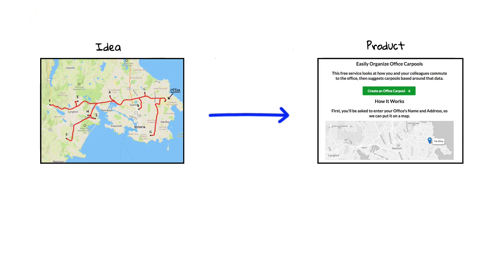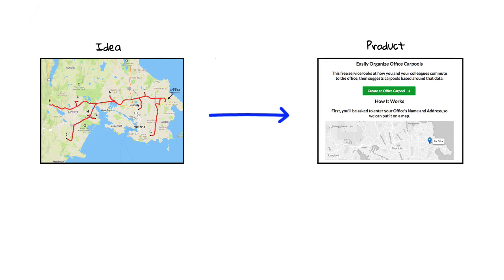This is probably a good segue into explaining what the idea is, what specific problem I'm trying to solve, and how it's different from what others are doing. The distilled version is that I want to create a free online service which looks at how you and your colleagues commute to the office and then suggests carpool options based around that data. So what does this actually mean?